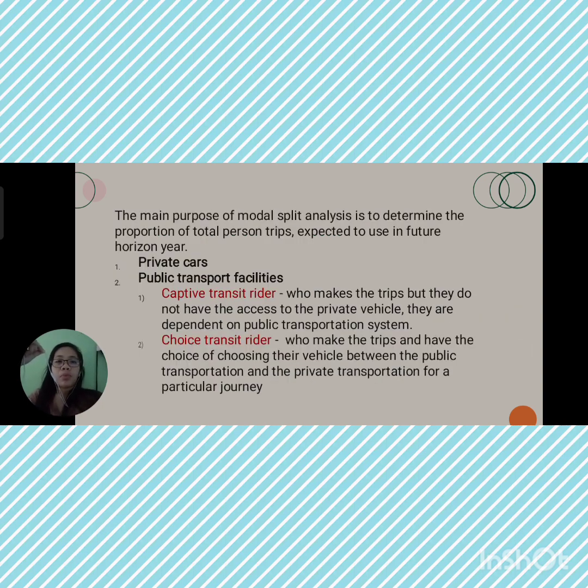Next is the main purpose of modal split analysis, which is to determine the proportion of total person trips expected to use each mode in a future horizon year.